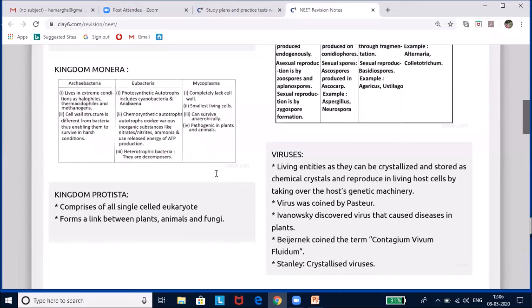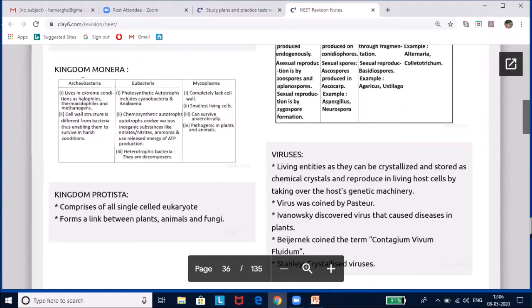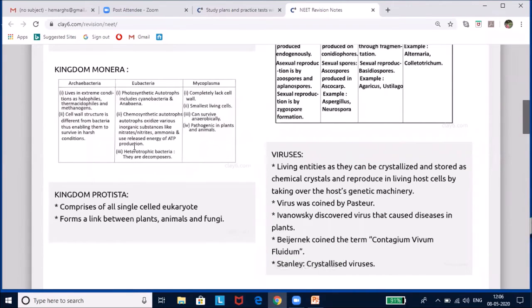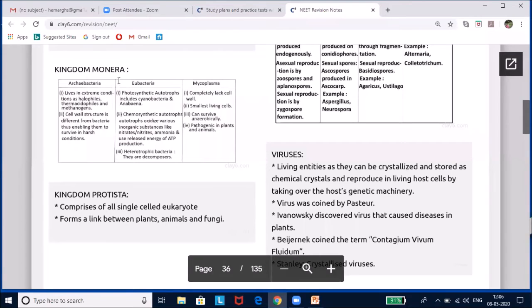Now, if you look at archaebacteria, these are the bacterial organisms which live in extreme conditions. They include organisms that live in salty places, like halophiles, in hot springs, called thermoacidophiles, and methanogens that live in marshy areas. They also live in the guts of ruminants. The cell wall structure is different from bacteria, and because of this, they are able to live in harsh conditions.